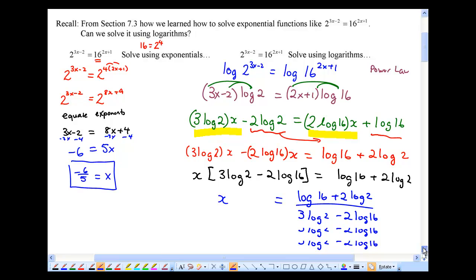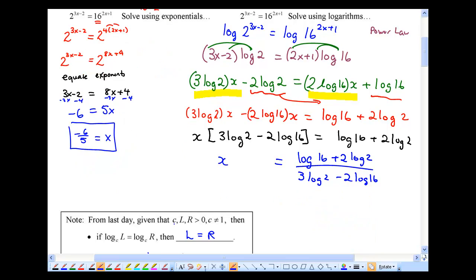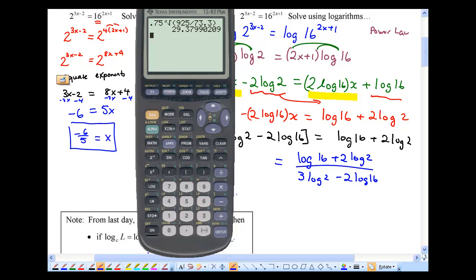And now I'm going to ask you to use your calculator and actually just plug this in, and let's see what answer we get for x. To do that, let's please put a bracket around the numerator. So log 16 plus 2 log 2. Close the bracket, that's the numerator, divided by, open the bracket for the denominator, 3 log 2 minus 2 log 16. Close the bracket for the denominator, press enter, and oops, what did I do wrong?